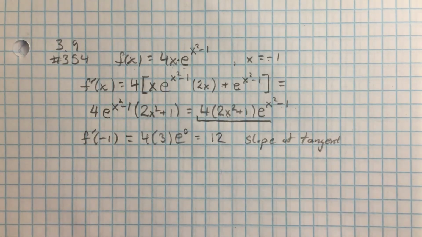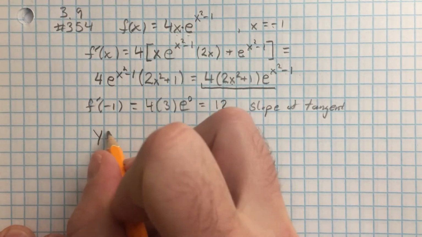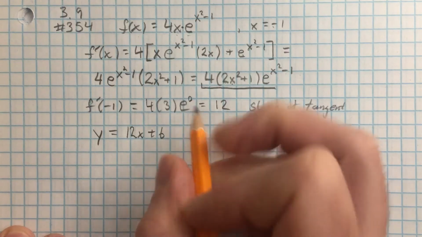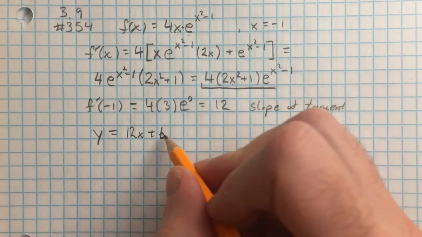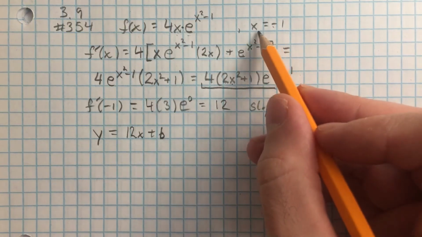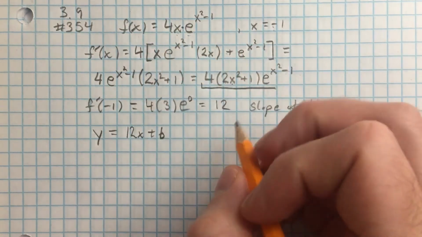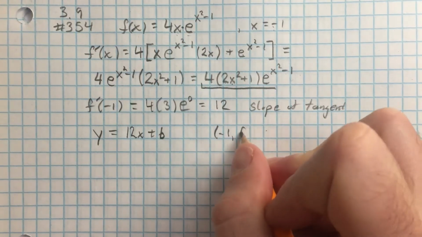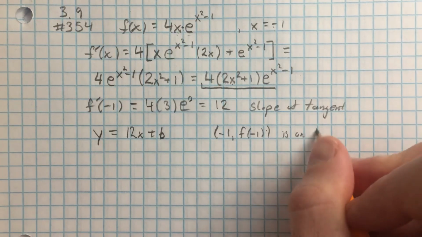Okay. So now we just need to find the y-intercept. We know the tangent line is going to be y equals 12x plus something. Oops, sorry, plus something. And that something needs to be figured out. So we need to put a point in here, and that will come from the negative 1 value here. I just need to know f of negative 1. So f of negative 1 is on the tangent line.